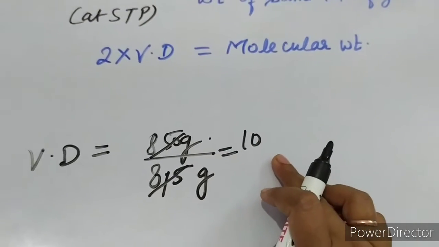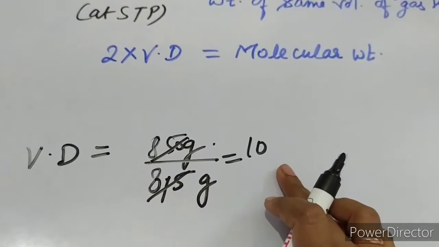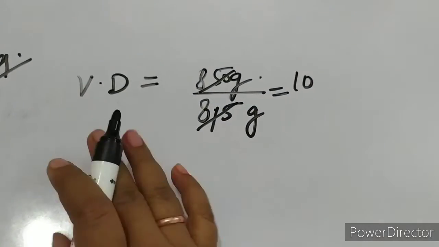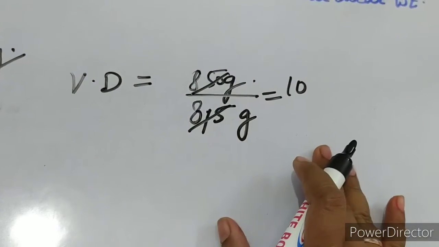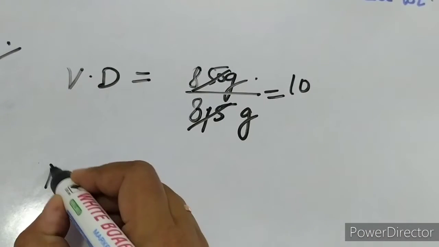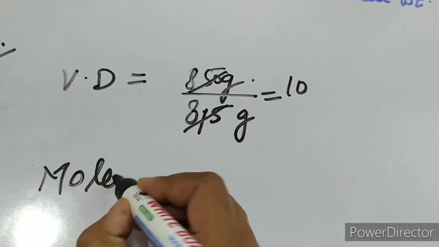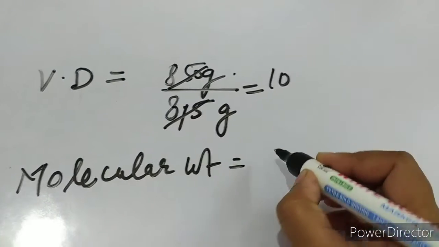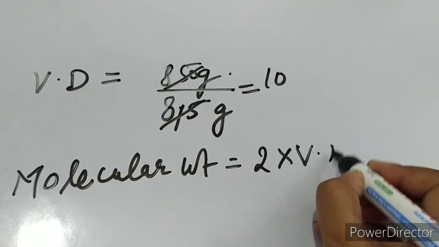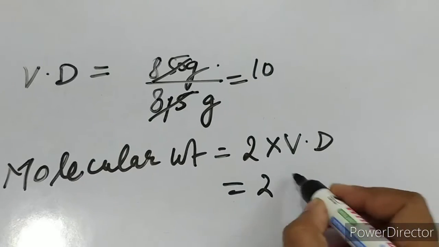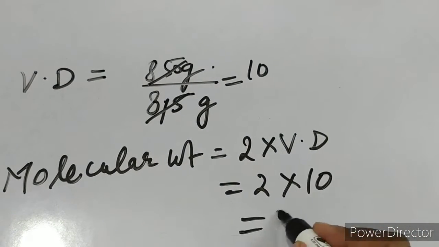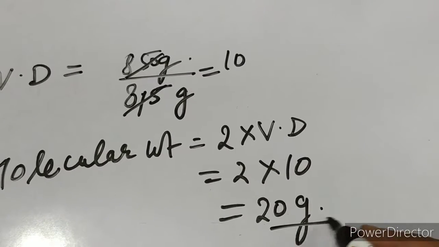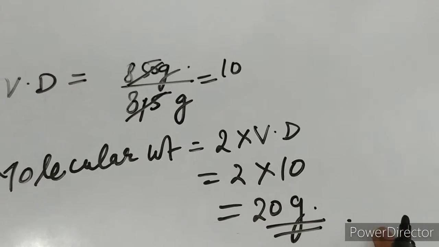Now you just solve it and we'll get 10. And there is no unit of vapor density because it is a ratio. So vapor density comes out to be 10 here. Both are under the same condition of temperature and pressure, so there is no need for any alteration here. Now we have to find the molecular weight. So molecular weight is equal to 2 into vapor density, that is 2 into 10, which is equal to 20 gram. Here you will write the unit because molecular weight is written in grams. So this is the answer.